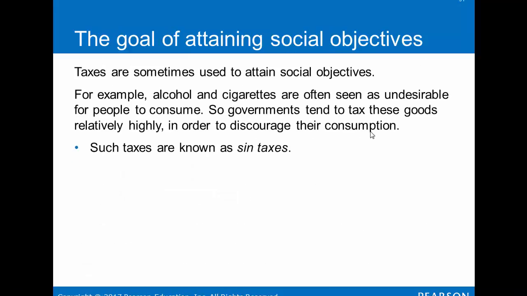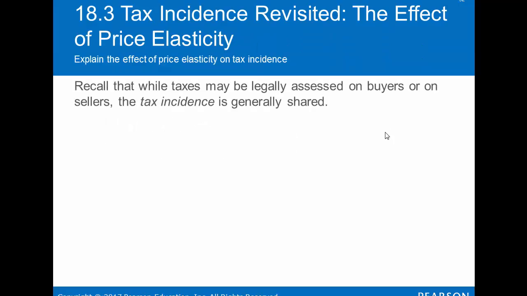And then there's the goal of obtaining social objectives. Taxes are sometimes used to obtain social objectives. For example, alcohol and cigarettes are often seen as undesirable for people to consume, so governments tend to tax these goods relatively highly in order to discourage their consumption. This is what we call a sin tax. Is this fair? Is this how we should tax?